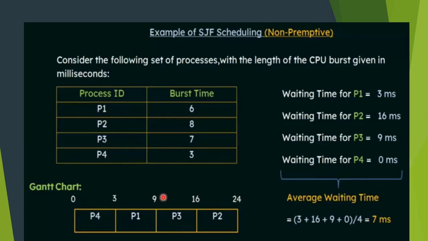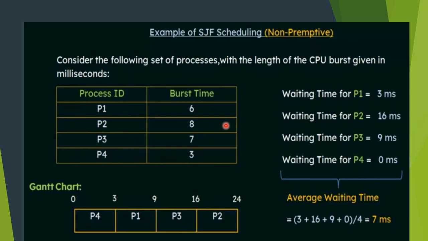Consider a set of processes with the length of the CPU burst given in milliseconds. We have process 1, process 2, 3, and 4. Now, this example we're given here, we're told is non-preemptive. With this being non-preemptive, it means once a process has entered the CPU, it cannot be allocated to another process until it is done with what it is doing.